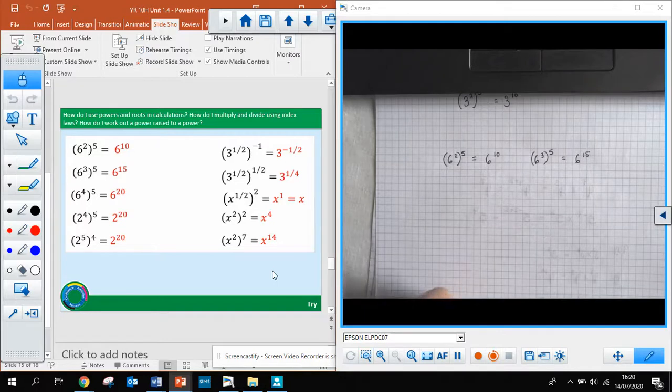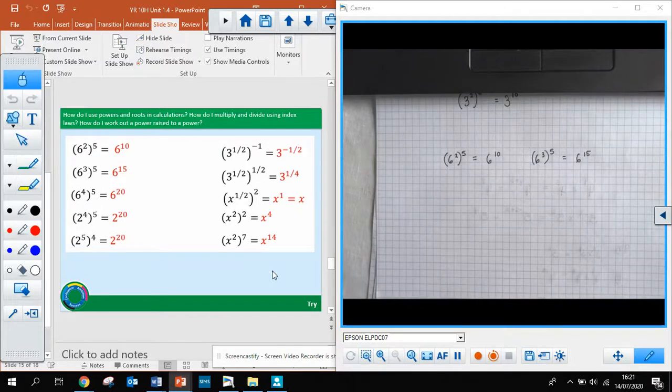Okay, so for the next one, you're doing 6 to the power of 4, all raised to the power of 5. You just need to do 4 times 5, which is 20. And the next one, you've got 2 to the power of 4, all raised to the power of 5. So you need to do 4 times 5, which is 20, so it's 2 to the power of 20. The next one's the same, but the numbers are the other way around. We're doing 2 to the power of 5, all to the power of 4. So 5 times 4 is 20, so your answer is 2 to the power of 20.